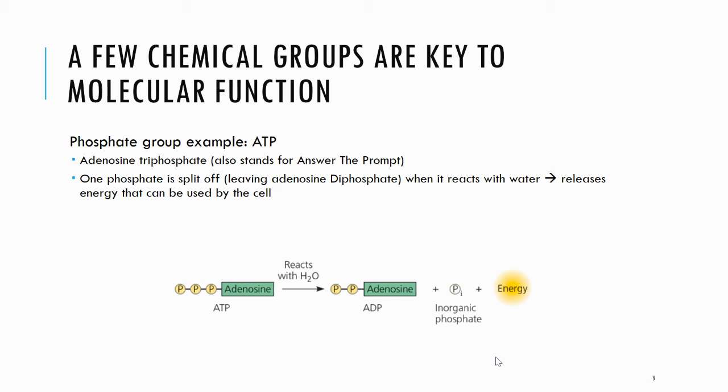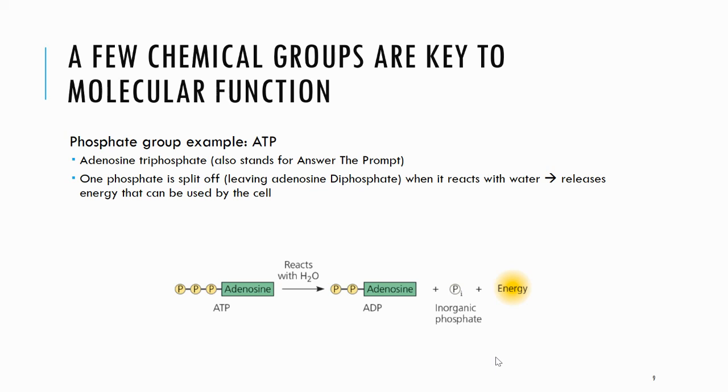One particular example I would like to highlight now to make our lives easier later is a phosphate group example of ATP. ATP stands for adenosine triphosphate, but when we're talking about free response questions in AP, it also stands for answer the prompt, meaning don't add all the fluff that no one needs to know.